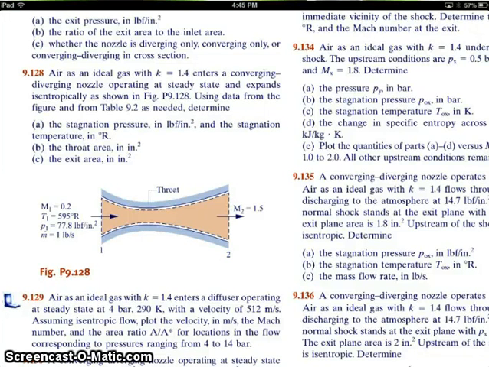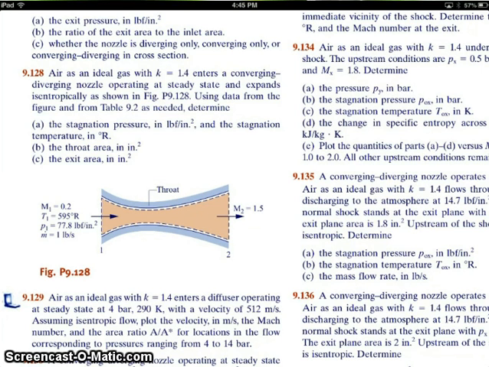Alright, let's get started. First, all reference equations and tables will be found from the textbook Fundamentals of Engineering Thermodynamics, 7th edition by Moran and Shapiro. Start with problem 9.128.